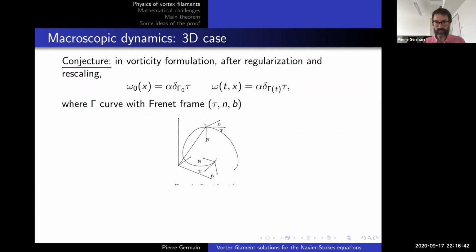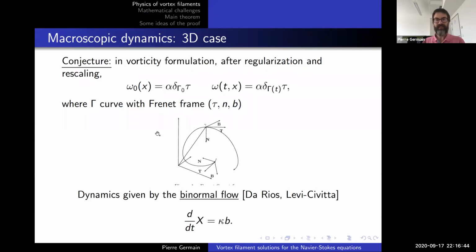Okay, so the conjecture here is that if you properly rescale time as you let nu go to 0, the dynamics of gamma are given by the binormal flow. So this was derived, I think, by Da Rios, who was a student of Levi-Civita, at the beginning of last century.